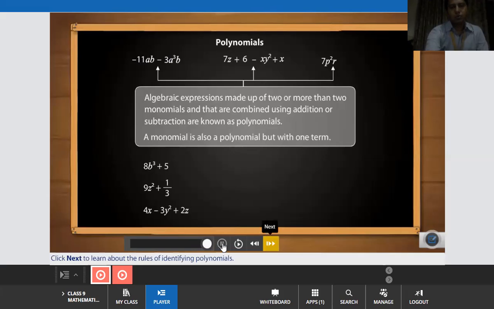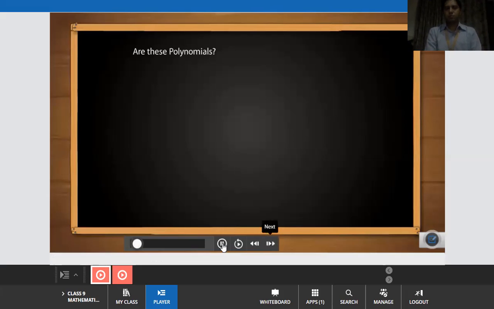How would you know if an expression is a polynomial or not? Let us look at some examples of expressions which do not qualify as polynomials. This is not a polynomial because the variable b has a negative exponent. Do you think that this would qualify as a polynomial? No, it wouldn't, since the variable z is in the denominator.